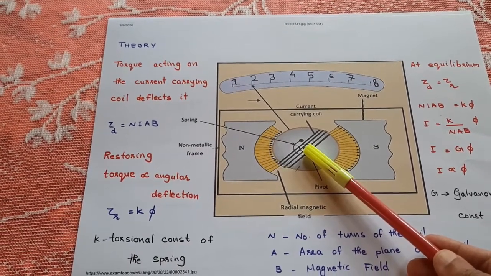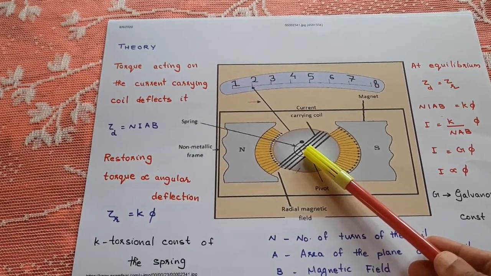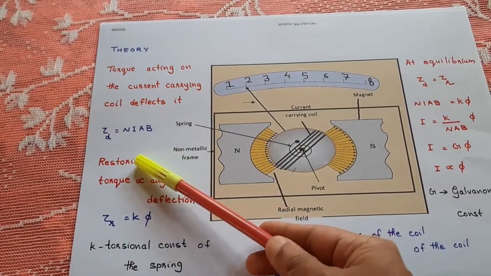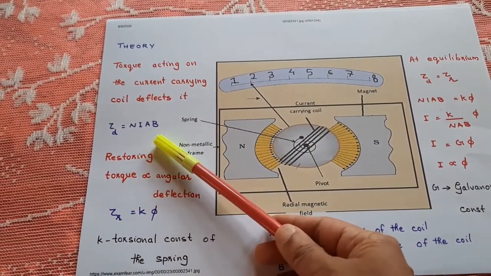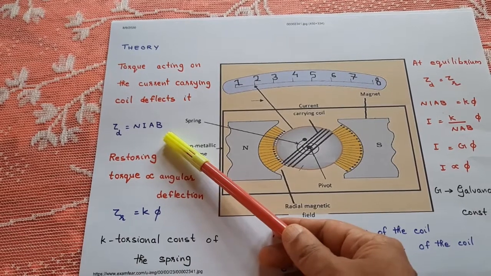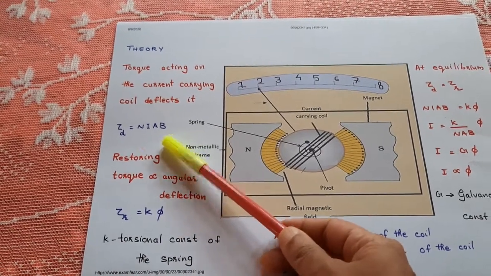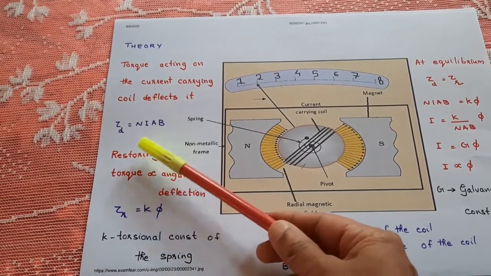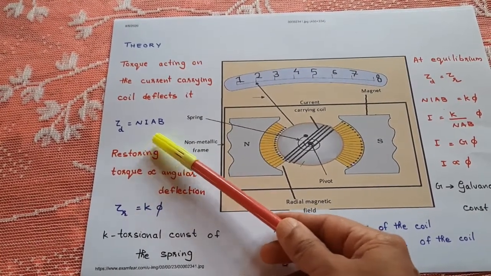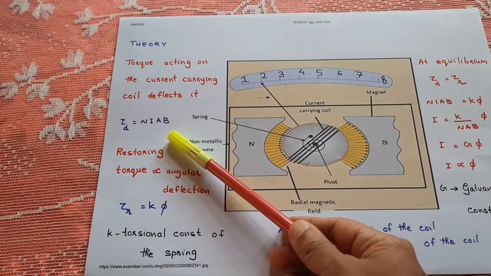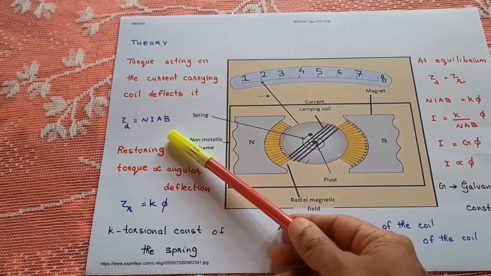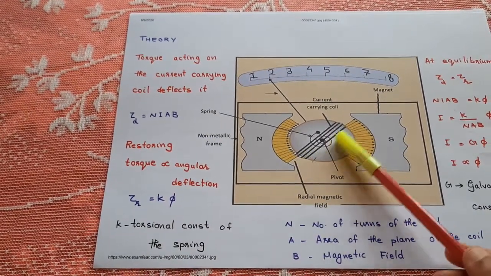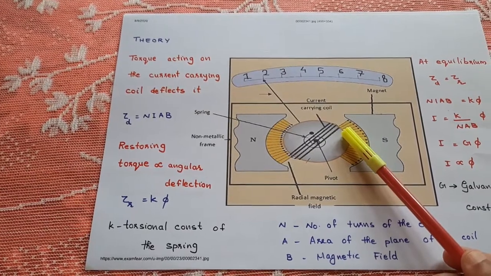The torque acting on the current carrying coil is given by NIAB, which deflects the coil, and so the torque is known as deflecting torque. Deflecting torque is NIAB. Here the torque is maximum as the plane of the coil is parallel to the magnetic field.